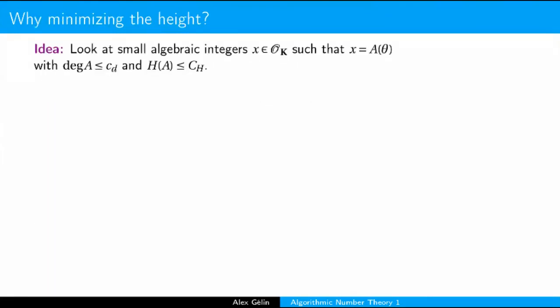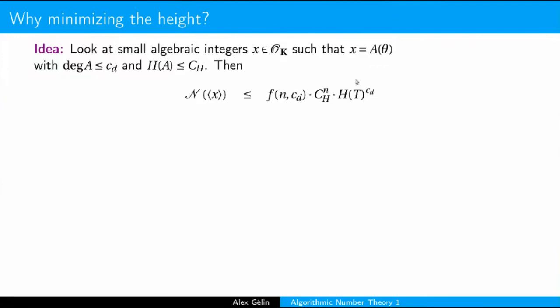Why minimizing the height? If we have a good defining polynomial, we can get rid of lattice reduction. We just have to look at small algebraic integers, that are integers whose minimal polynomial is small too. So we take a bound on the degree, we take a bound on the coefficients, and then I know that the norm of this small integer is bounded by the extension degree and the height of the polynomials.